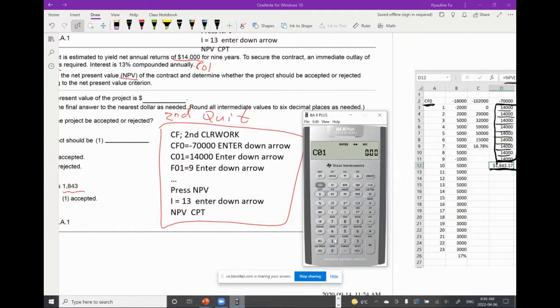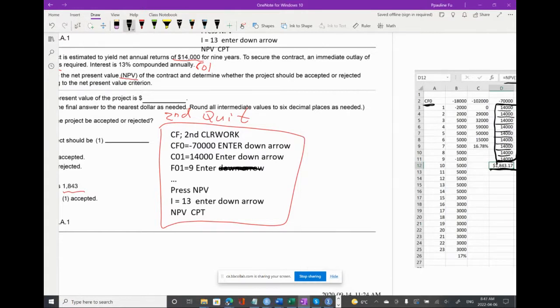C01 is 14,000. Enter. Down arrow key. Frequency for this number is 9. Enter. Okay. We don't have any other number, so we don't press the down arrow key. After that, you just press NPV. After enter, you don't press the down arrow key. You directly press NPV.